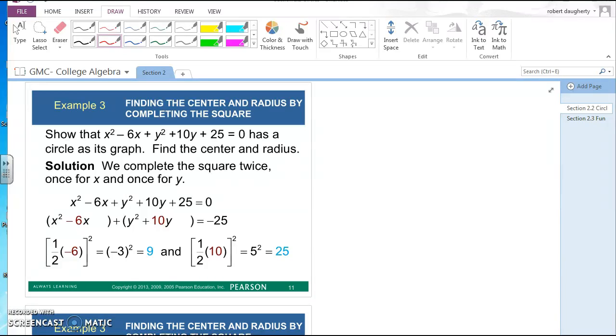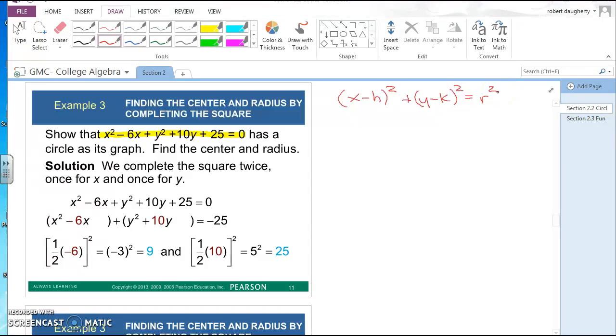Okay, continuing on, this is section 2.2, video 2. What I want to do is take this equation and write it in the standard form for a circle so that I can figure out the center and the radius. Again, as many times as I can, I'm going to try to memorize this formula: (x minus h) squared plus (y minus k) squared equals r squared. So what I have to do is something called completing the square.